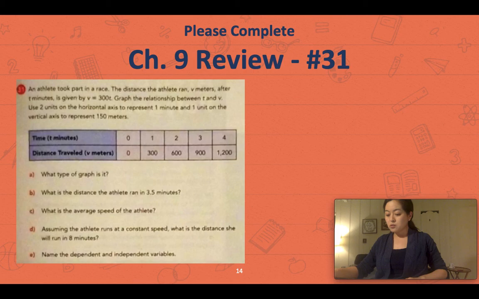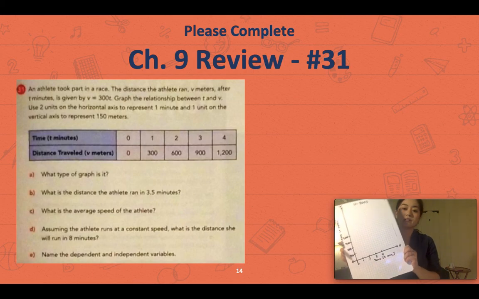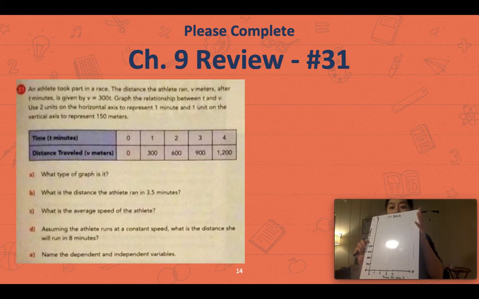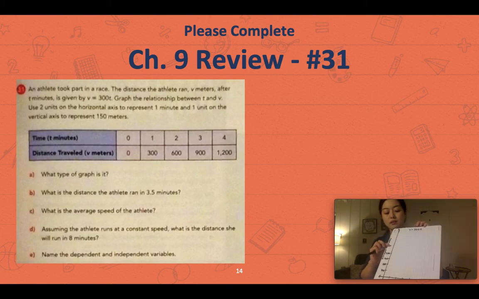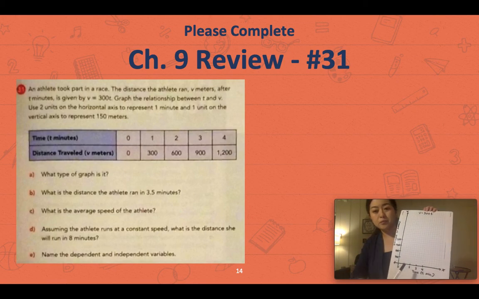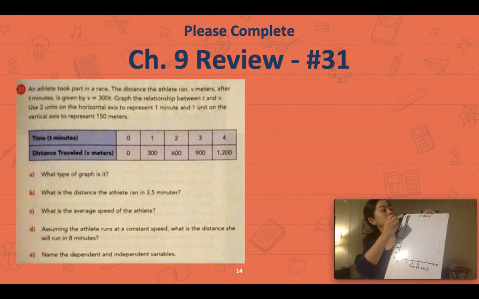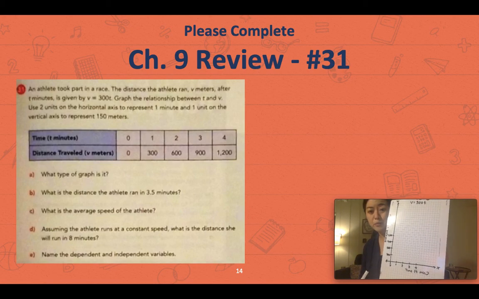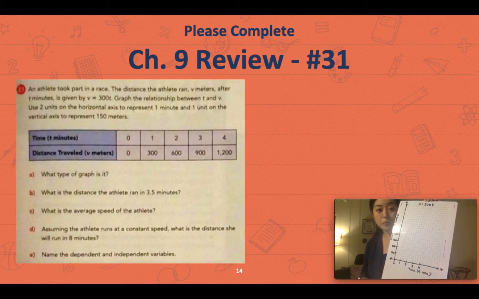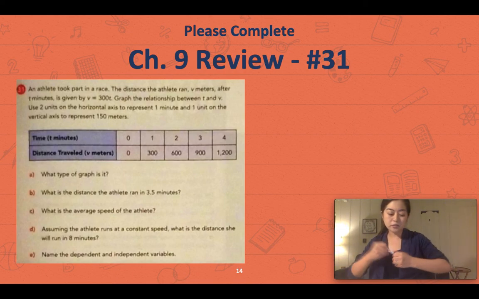Okay, so I set up my graph like this, where I labeled my x-axis as T because it's the independent variable, and my y-axis as V because that's the dependent variable. Okay. And now I'm going to plot my points.